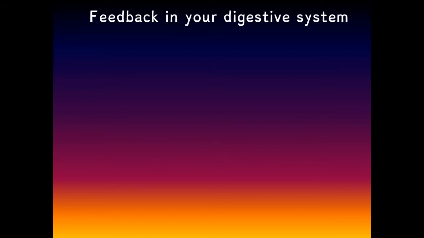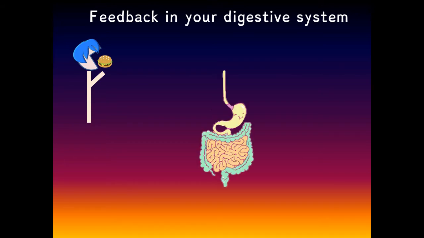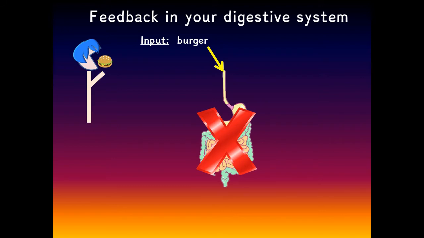Now let's look at what happens when you have a feedback in your digestive system. So here you are again. You're getting ready to chow down on a second yummy, juicy, delicious hamburger. And your digestive system is getting ready to accept that second delicious hamburger. So the input, once again, is the burger. Now, what should happen is that it enters into your digestive system and it starts being digested by the stomach. But, wrong. Your stomach says, I don't want it, I don't want it, I don't want it.